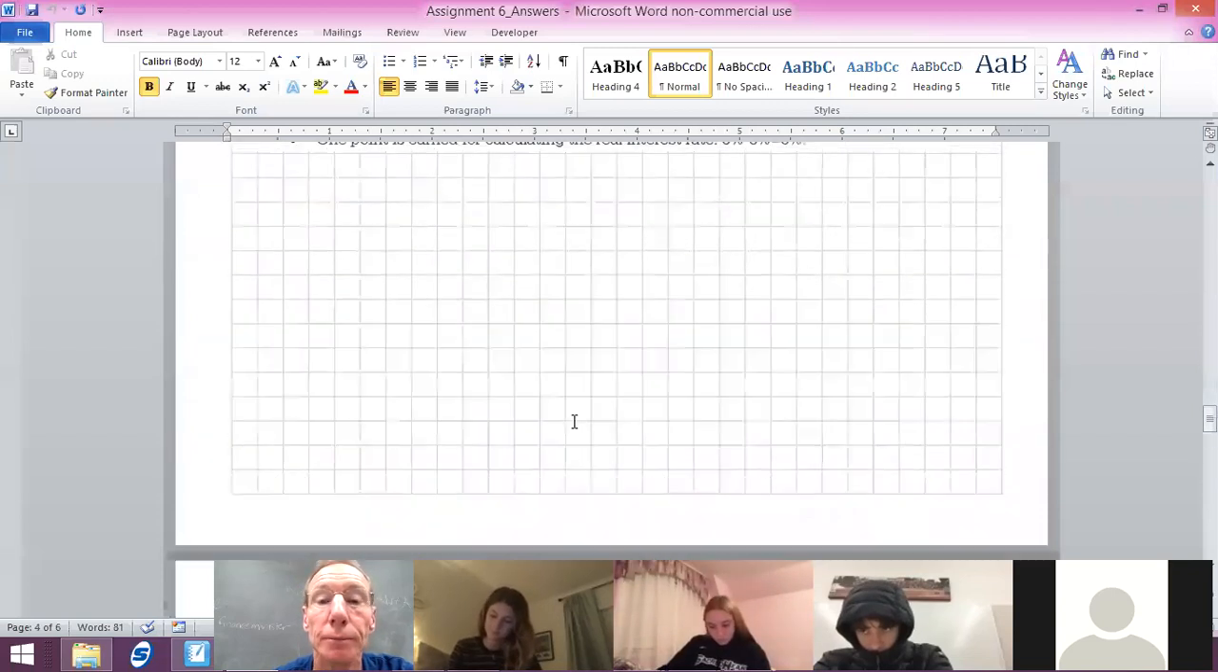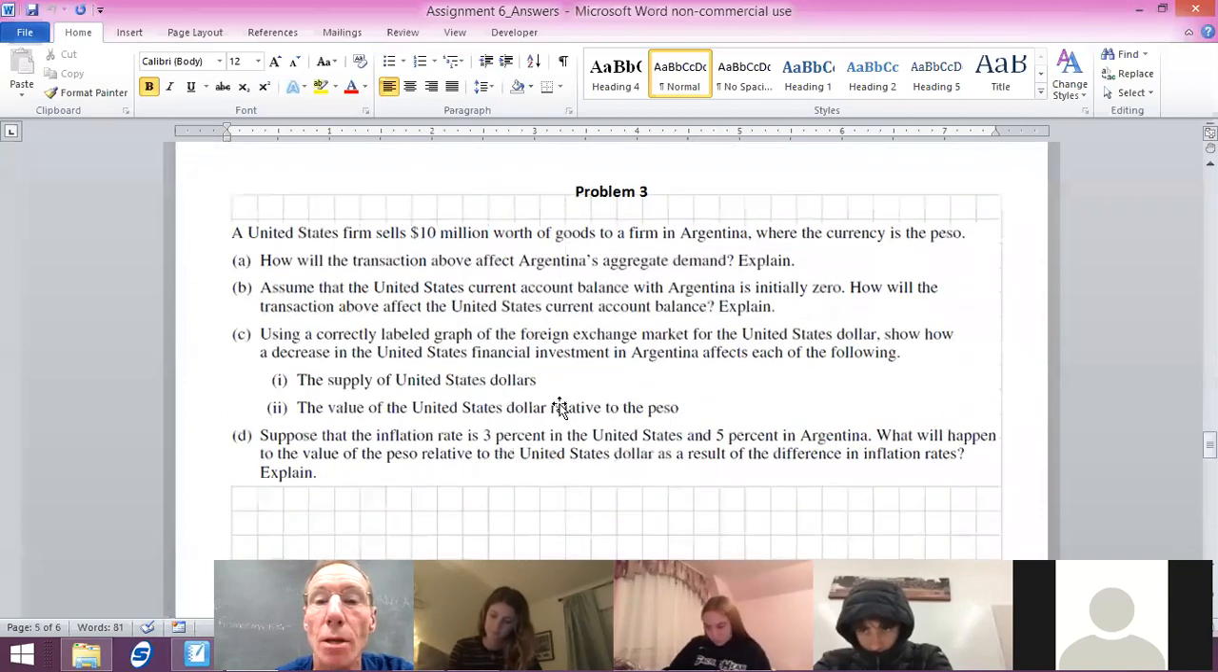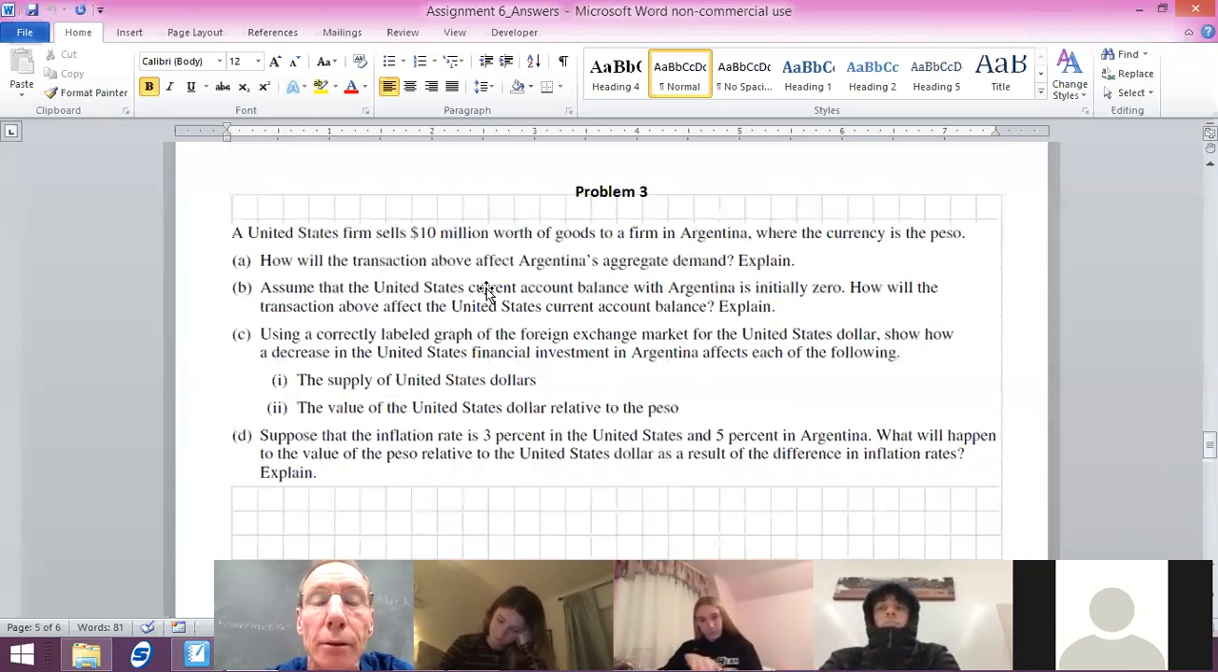Problem 3. Okay, so now we have a situation where the U.S. is exporting $10 million worth of goods to Argentina, and the currency is the peso. How will this transaction above affect Argentina's aggregate demand? Okay, explain that, right? So we're selling them goods, okay? And see what I put here.